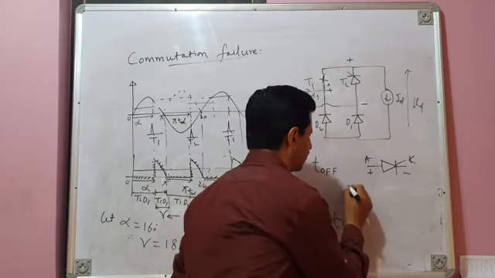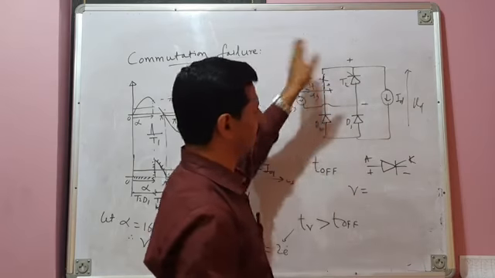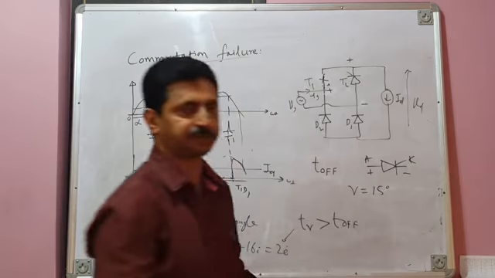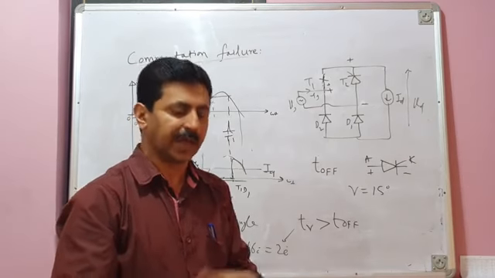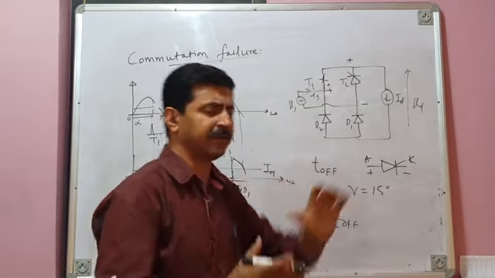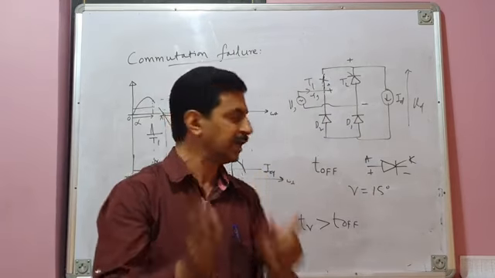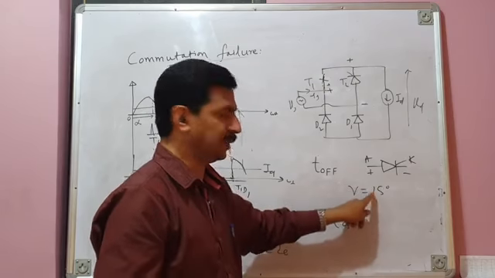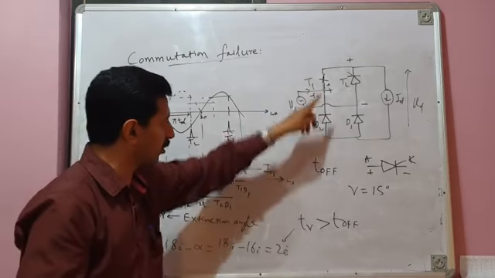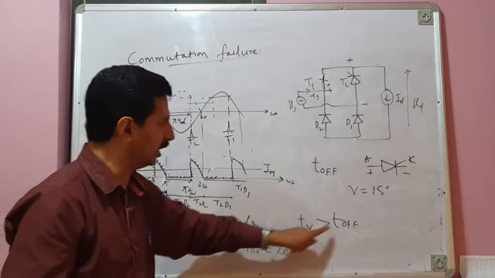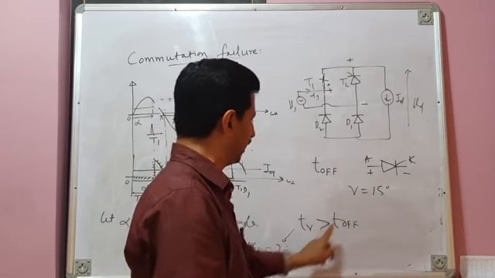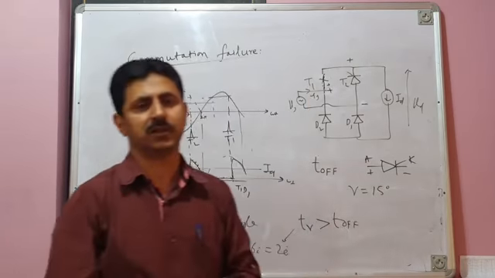Let me tell you, for ensuring that the thyristor is turned off, this gamma should be around 15 degrees. Experience shows that gamma should be 15 degrees. That means whenever a reverse bias is applied across a particular device, it should be there for 15 degrees. But for how much time are you applying reverse bias across T2? You are applying it for 20 degrees. So T gamma is greater than T off. Since 20 degrees is greater than 15 degrees, it will ensure that T2 has turned off.